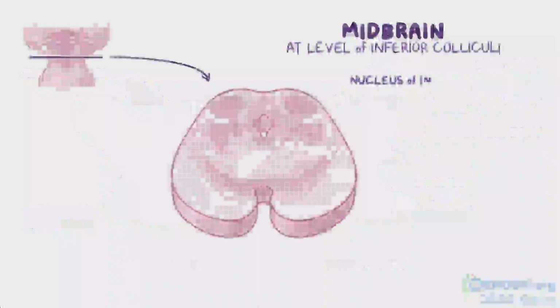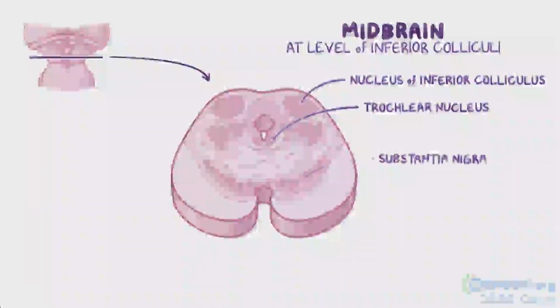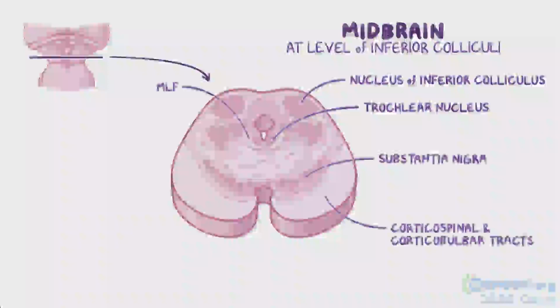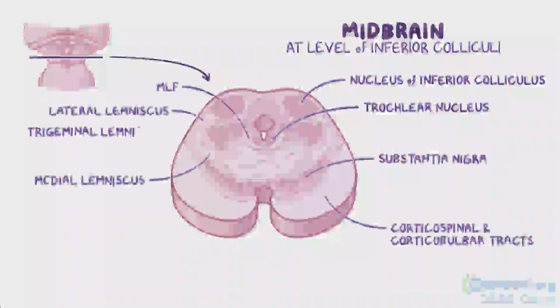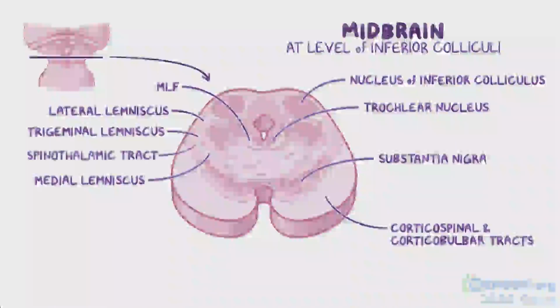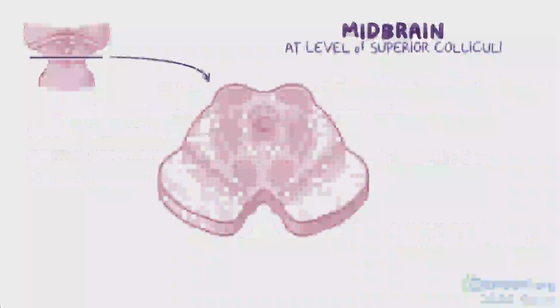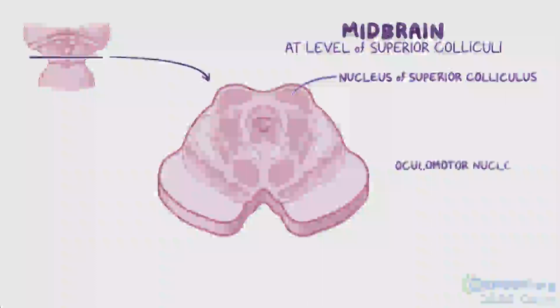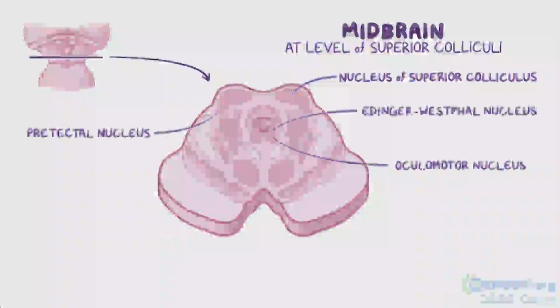At the level of the inferior colliculi, there are nuclei of the inferior colliculus, trochlear nuclei, substantia nigra, corticospinal and corticobulbar tracts, MLF, medial lemnisci, lateral lemnisci, trigeminal lemnisci, and the spinothalamic tracts. At the level of the superior colliculi, there are the nuclei of superior colliculus, ocular motor nuclei, pretectal nuclei, Edinger-Westphal nuclei, and red nuclei.